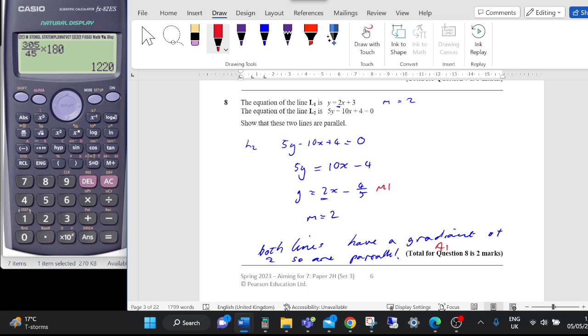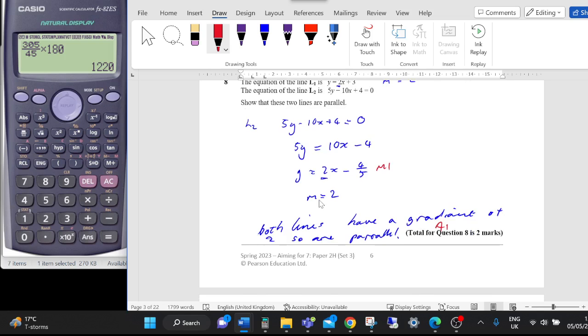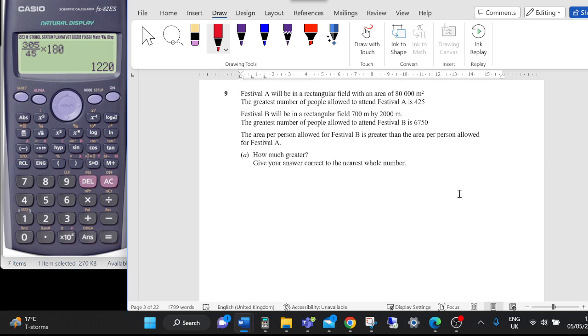All right, question 9. So we've got Festival A will be a rectangle field with an area of 80,000 meters squared. The greatest number of people allowed to attend Festival A is 425. Festival B will have a rectangular field by those dimensions. The greatest number of people allowed to attend Festival B is 6,750. The area per person allowed for Festival B is greater than the area allowed per person for Festival A. How much greater? Give your answer correct to the nearest whole number.